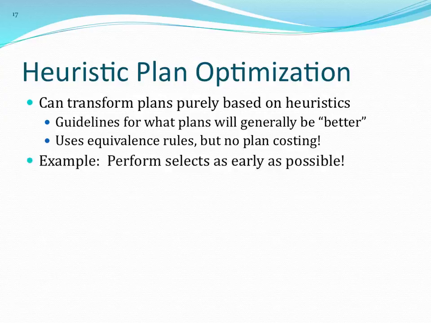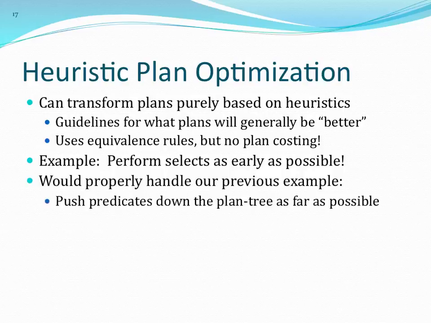So here's a simple example of a heuristic. Perform selects as early as possible. Another heuristic would be perform projects as late as possible. Perform sorting as late as possible. These are example heuristics that you might employ. And you could get much more complex where the heuristics involve equivalence rules, like always push selection through group by and aggregation if you possibly can. That would sort of be a special case of perform selects as early as possible. And we could do that. It would distribute our predicates reasonably well, but it's not a perfect situation.